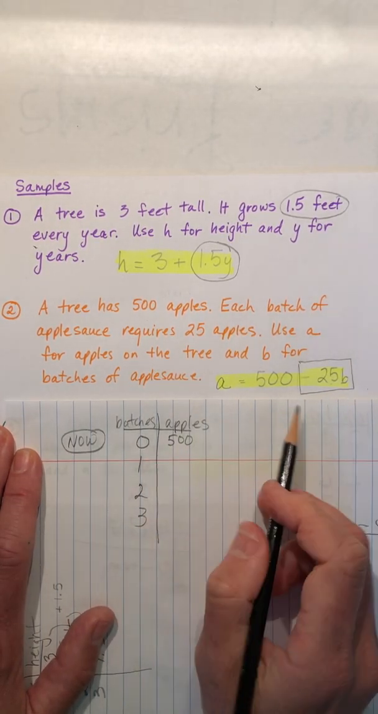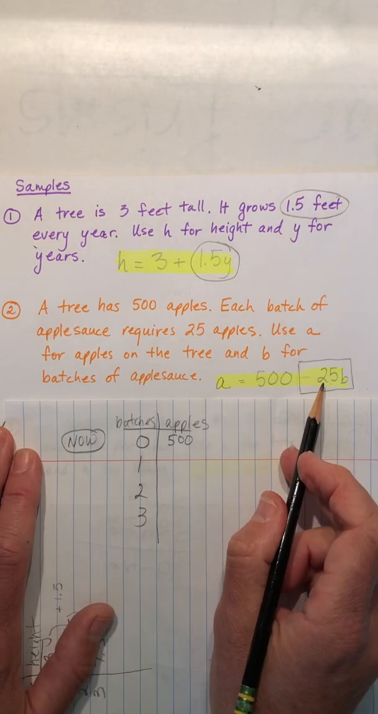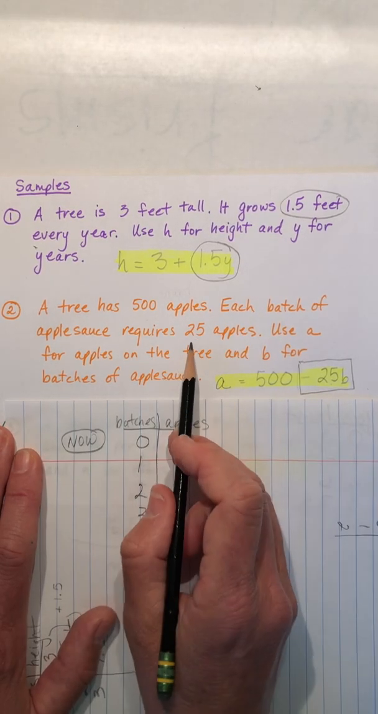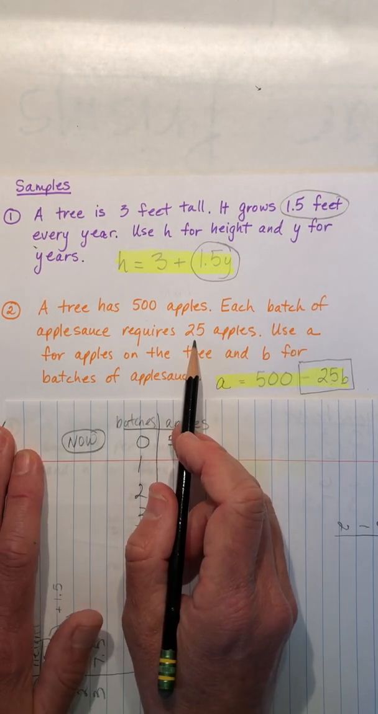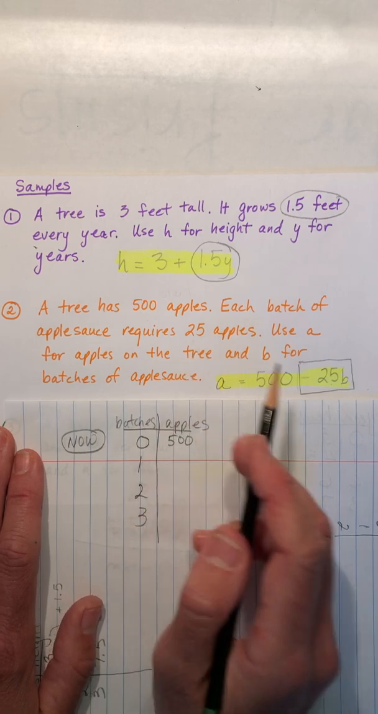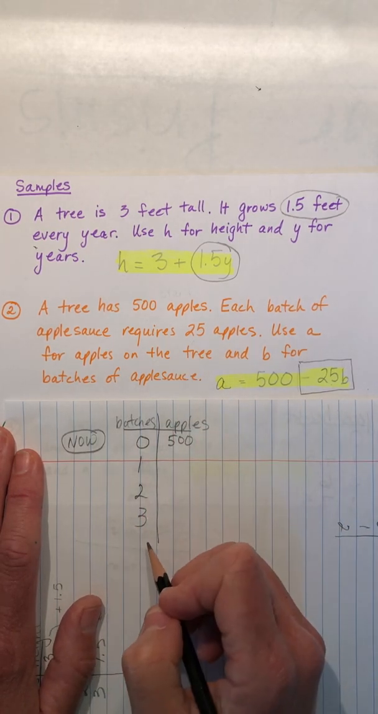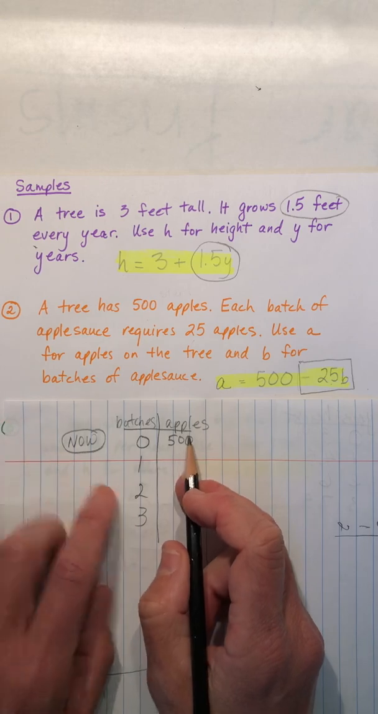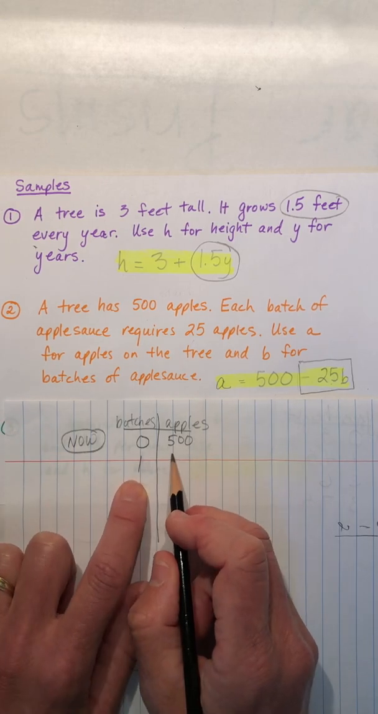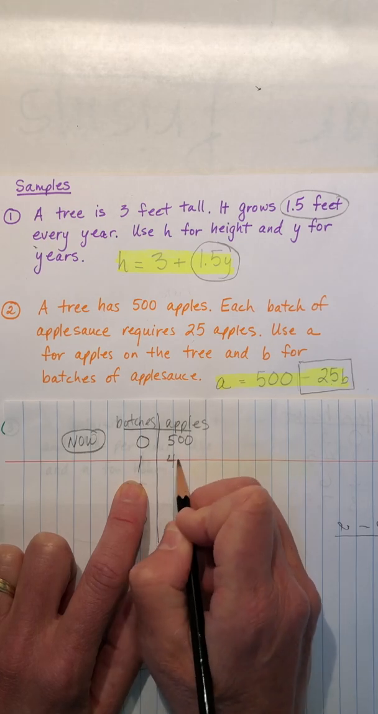So because the rate of change is a negative rate of change, right? It is 25 apples being removed from the tree. I am subtracting 25 each time. So after one batch, I don't have the 500 anymore. I have 500 minus 25, or 475.